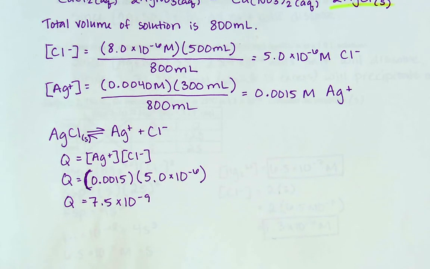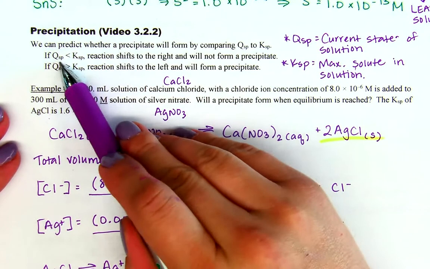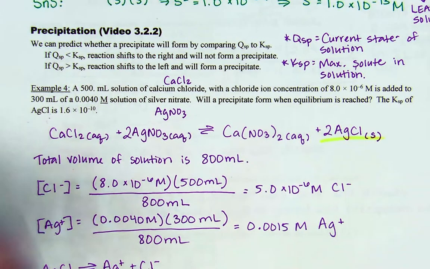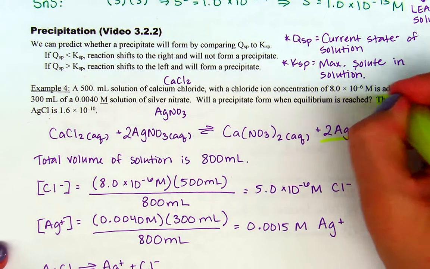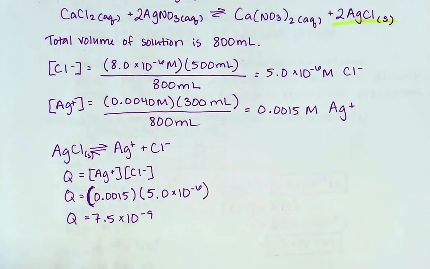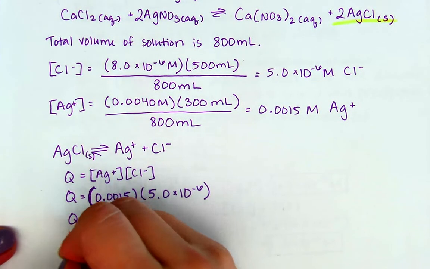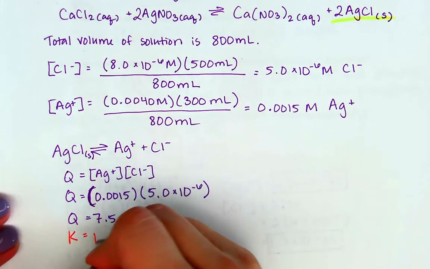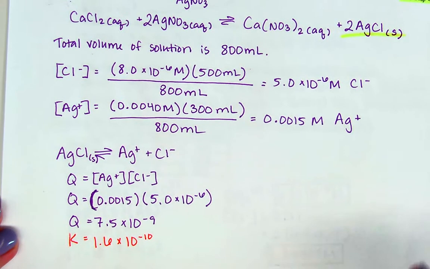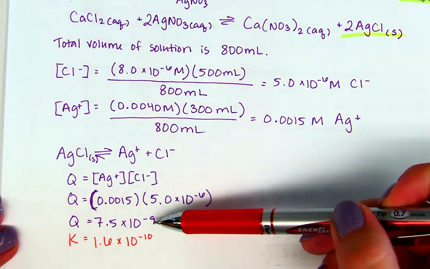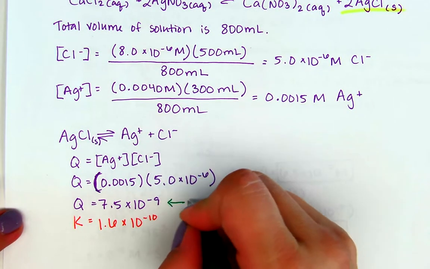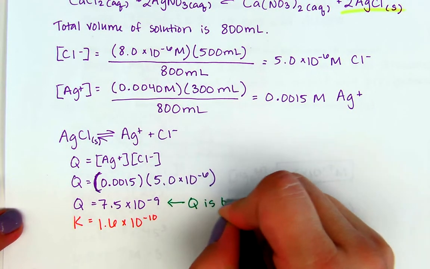You're like, okay, great, we got Q. Now what do we do with it? Well, we have this Q, and now we can compare it to our KSP. Now it says in our problem originally, the KSP of silver chloride is 1.6 times 10 to the negative 10. So our K equals 1.6 times 10 to the negative 10. So which one is bigger? This Q is going to be bigger. So Q is bigger than K.